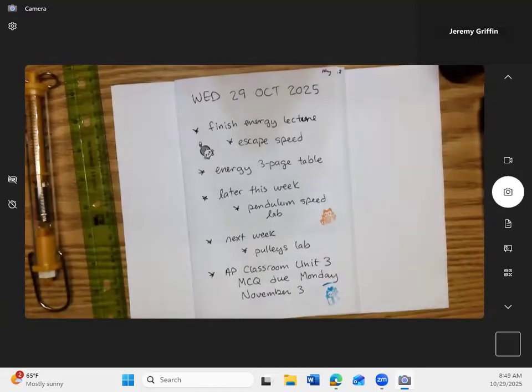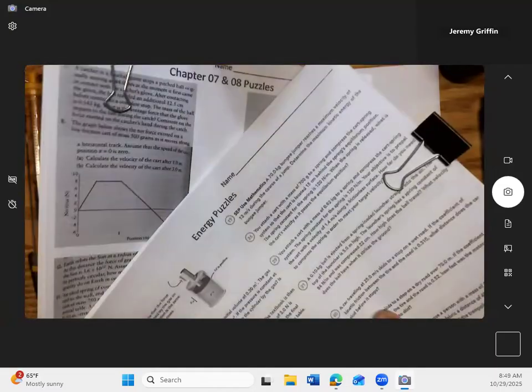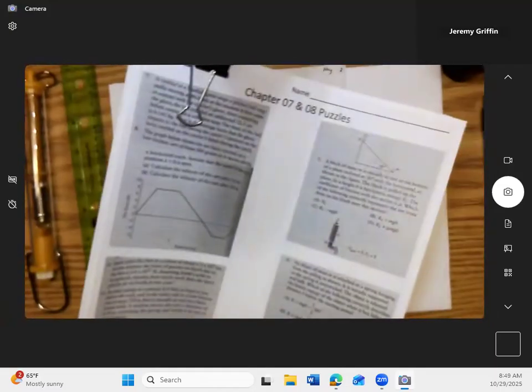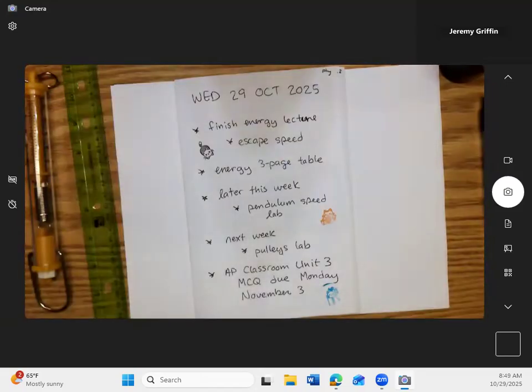I also got some puzzles from your textbook. You got brand new textbooks this year. Well, actually, these are honors. These are for AP. So eventually I'll get these in your hands and we'll be solving some of those too.